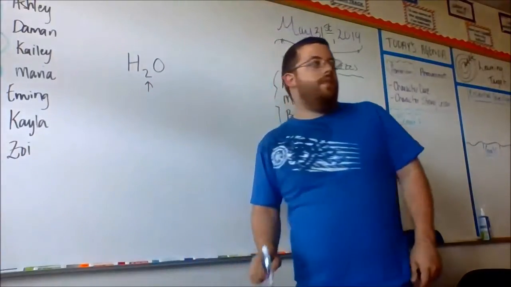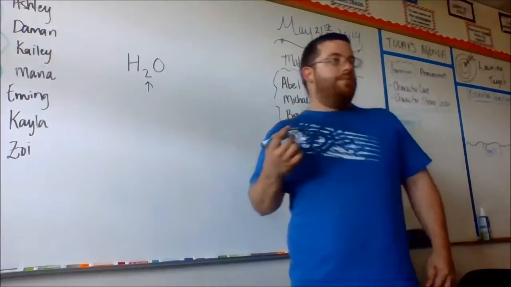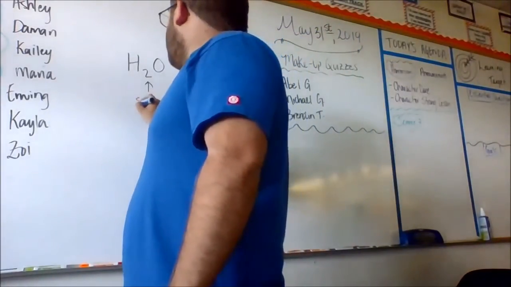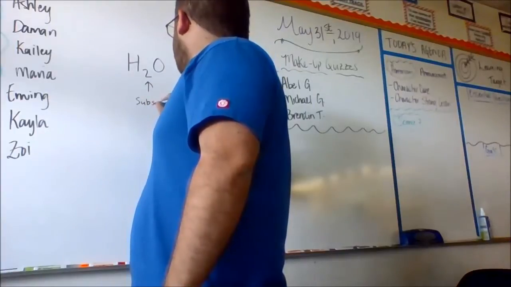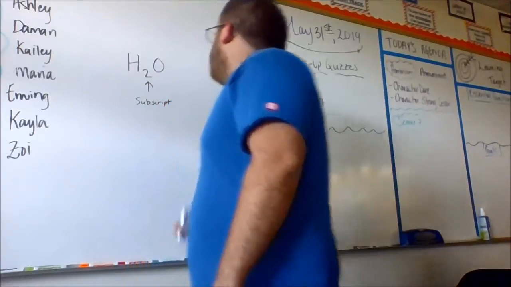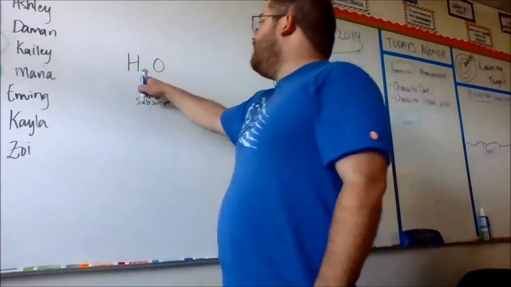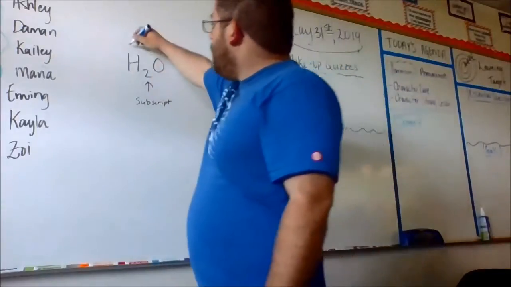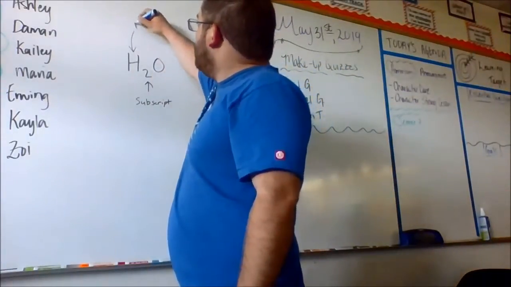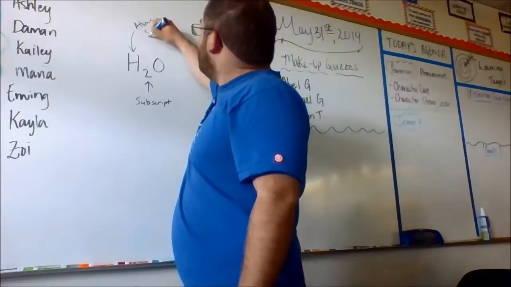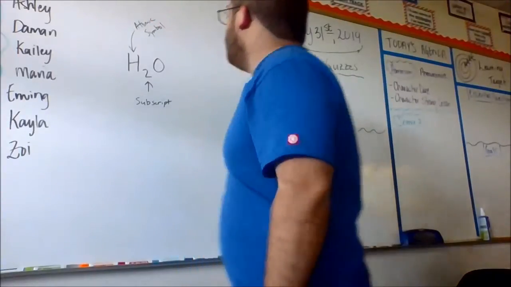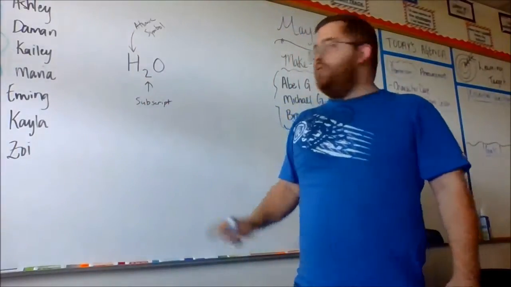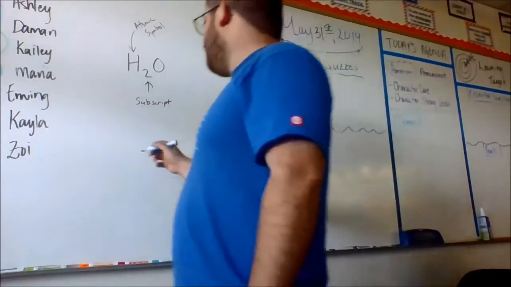Okay, that 2 is a subscript. Okay, so what a subscript is basically denoting how many atoms of the atomic symbol before it are present. Okay, so in this example, there are 2 H's. Okay, H is for hydrogen.